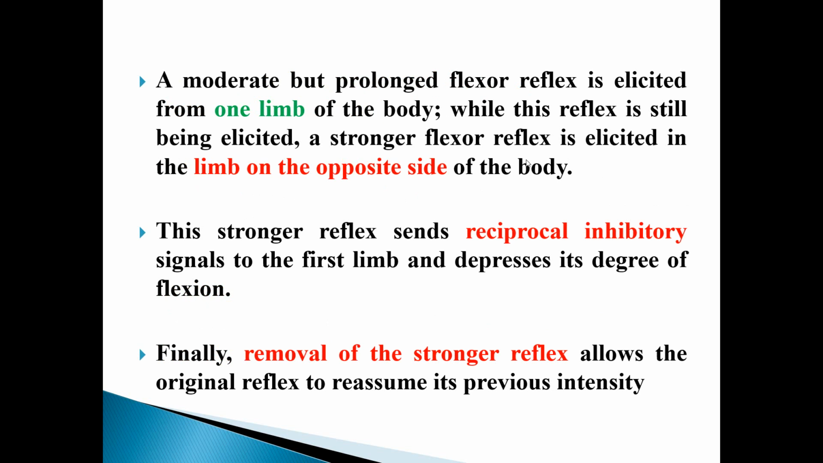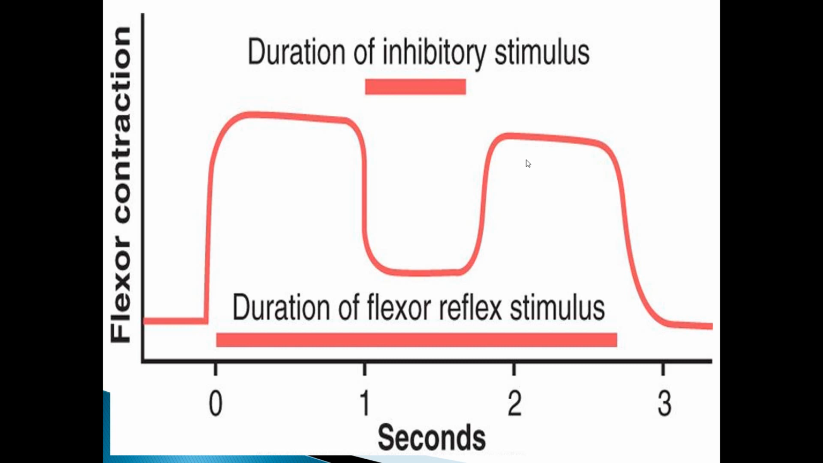A moderate but prolonged flexor reflex is elicited from one limb of the body. While this reflex is still being elicited, a stronger flexor reflex is elicited in the limb on the opposite side of the body. This strong reflex sends reciprocal inhibitory signals to the first limb and depresses its degree of flexion. Finally, there is removal of the stronger reflex, and it allows the original reflex to reassume its previous intensity. You can see the duration of the inhibitory stimulus.